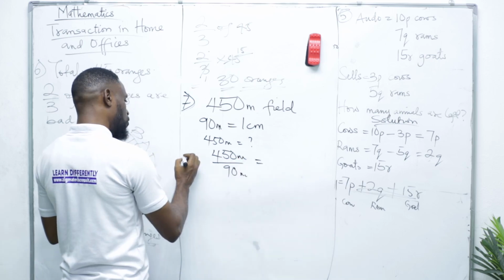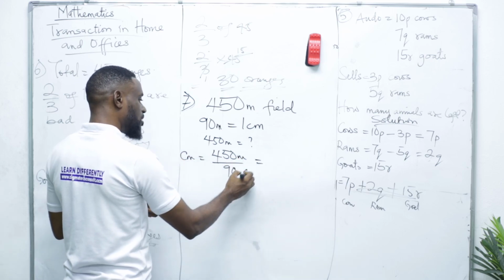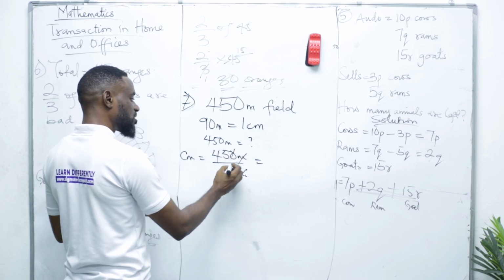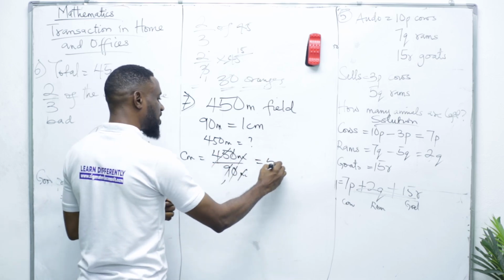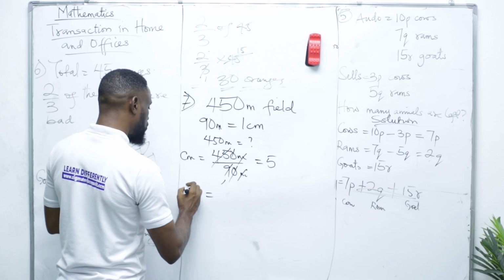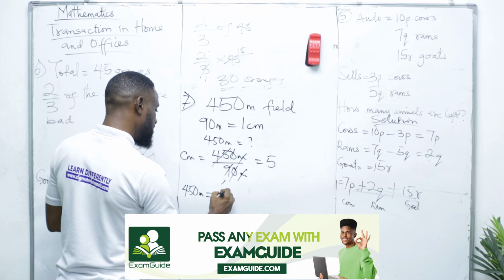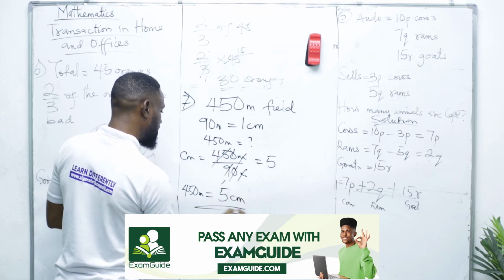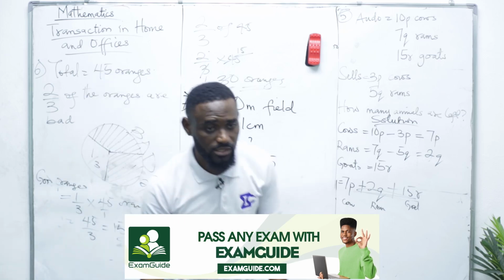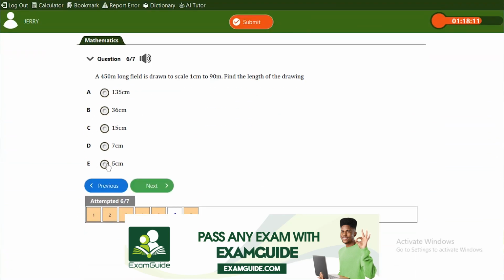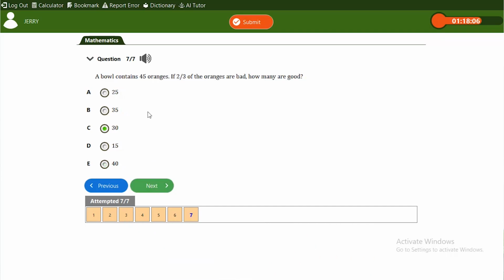Do you understand that now? So the cm will be equal to this now. This cancels this. 9 here is 1, 9 into 45 is 5. So 450 meters is representing 5 cm. That is what that means. And that is option E, all right? And the last one, which we have just done, was how many oranges are good?